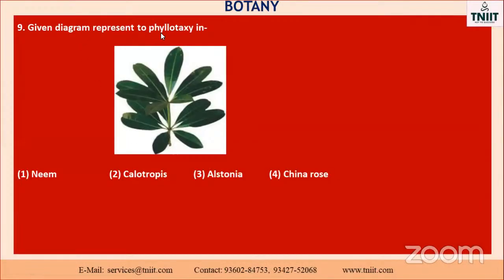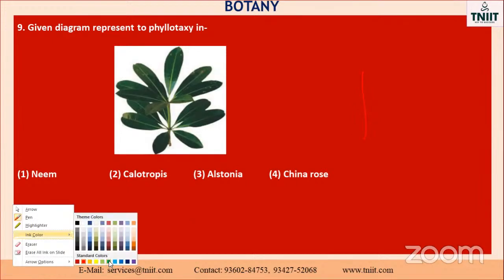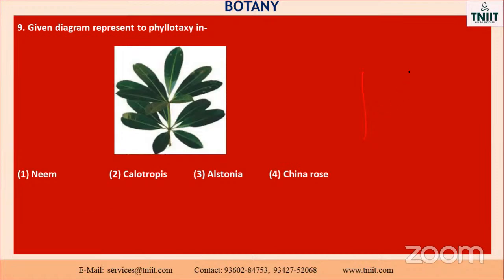The given diagram represents phyllotaxy in the neem tree. You already know that in the neem tree the leaves are opposite. See this one. When you look at the neem tree, the leaves are opposite like this, isn't it? Maximum leaves are in an opposite manner only. This diagram represents opposite decussate. This one is called opposite.